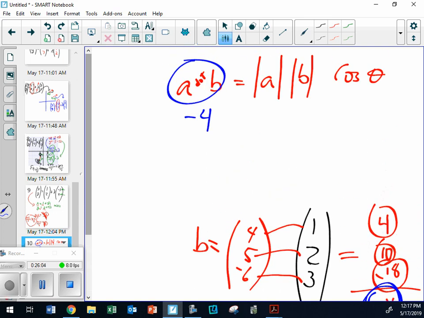Okay, so -4 equals, and next we got to do magnitude of A. All right, which one was A? That's this black one here, 1, 2, 3. Do you remember how we do that? Square root of, come on, you can do this, 1 squared, 2 squared, and 3 squared. Think that's square root of 14?